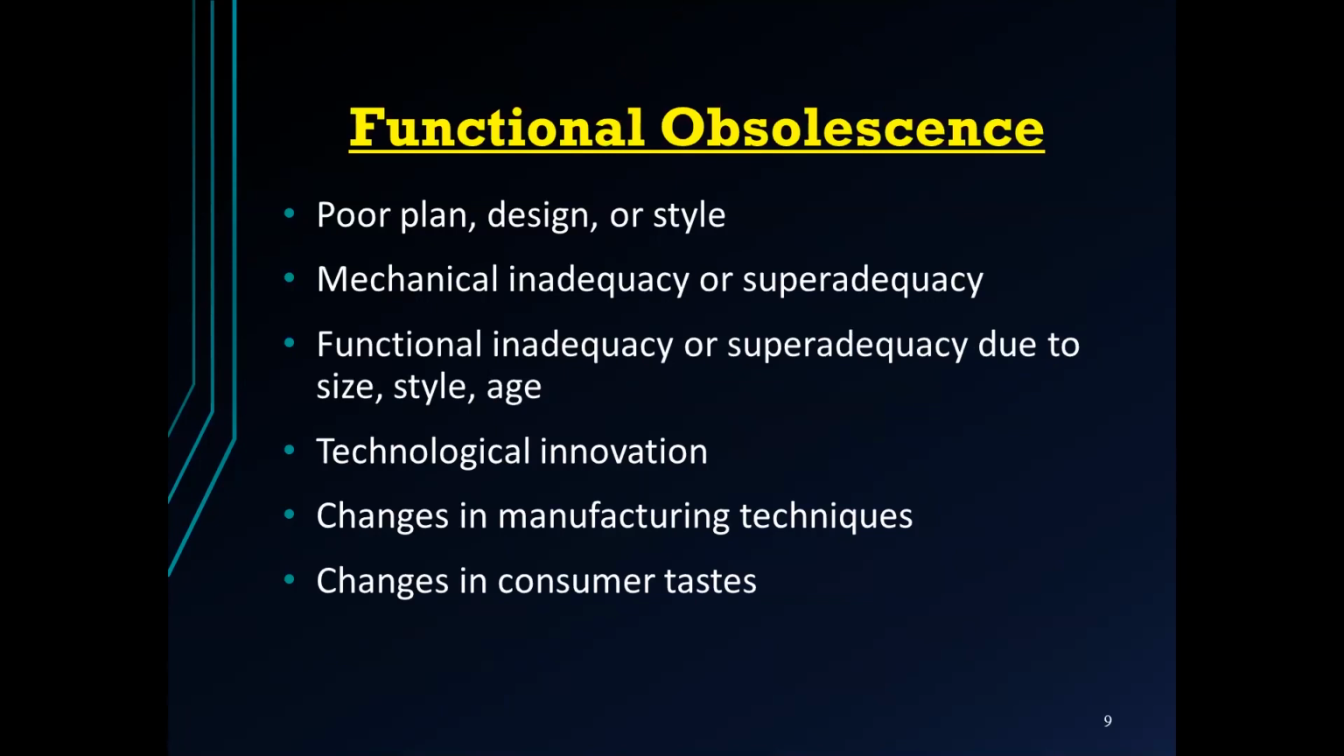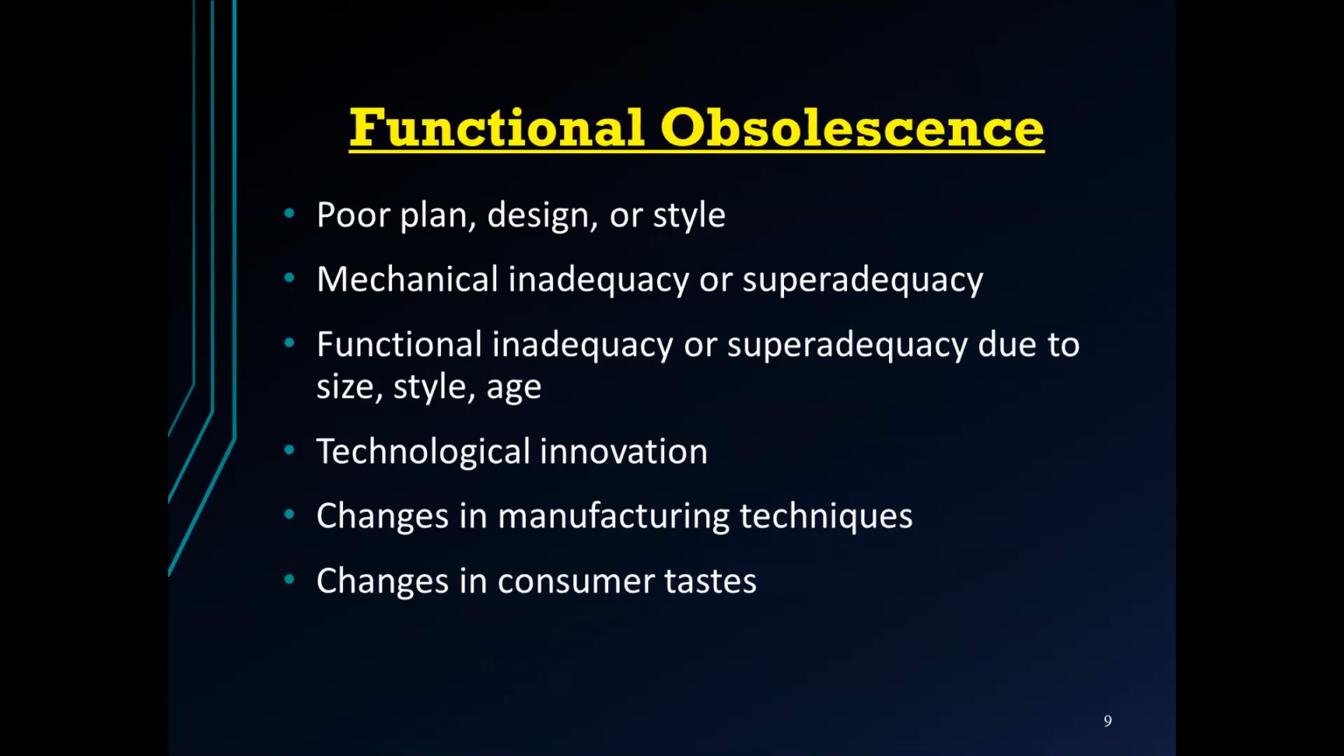So it could also be due to mechanical inadequacy or super adequacy. You see this more on the manufacturing side, where you have machinery and equipment that is inadequate. It doesn't perform up to the standard that it should due to some sort of internal defect or obsolescence, or it could also be super adequacy. And so sometimes this one's a little hard to think about, but if you have a piece of machinery that is over-engineered, or it's super adequate relative to the actual need for that type of property, that super adequacy is a type of functional obsolescence.